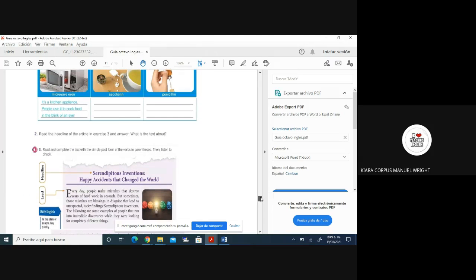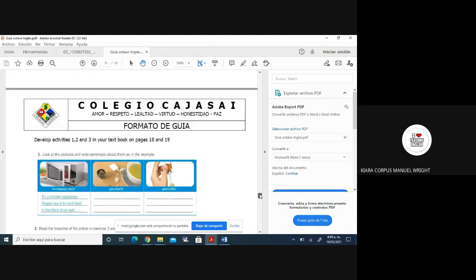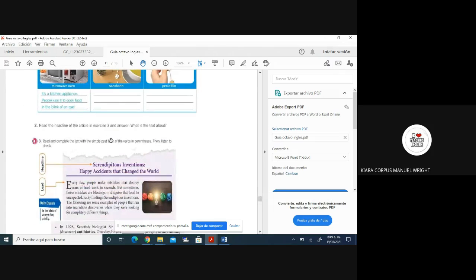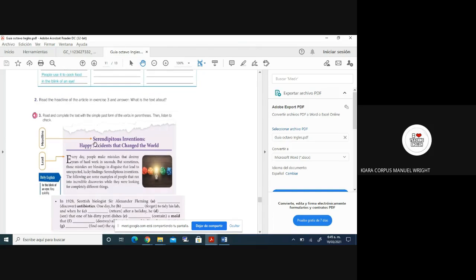Okay, on this activity, on the activity number 2, from the activity 8, you're going to read the headline of the article in exercise 3 and answer what it is about. So before you start doing it, you're just going to read the headline, serendipitous inventions, happy accidents that changed the world. So you're going to read that and then you're going to write in your textbook what the text is about. Just by reading the headline, you can know what the text is about. Solo van a leer el título y van a escribir en el cuaderno qué piensan de qué se trata este texto. ¿Listos? Con solo leer el título.